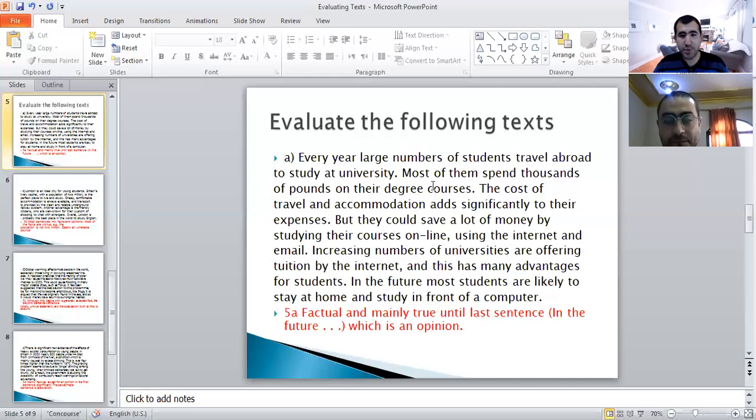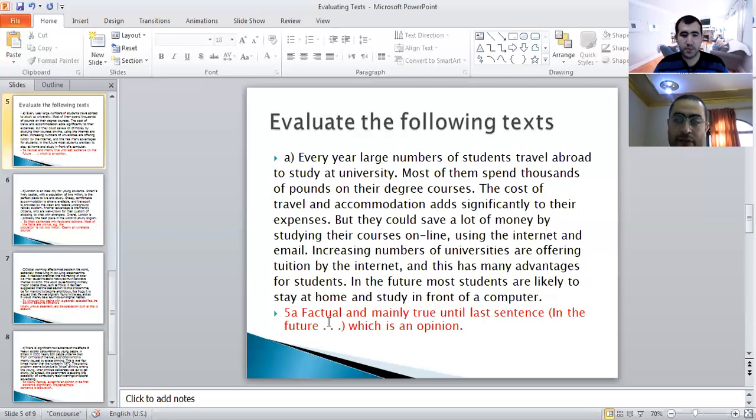Everyone goes to other countries to study and to learn and to have a master's degree or all this. So, every year, large numbers. This is a fact because it happens. If it does not happen, it could be an opinion. Yes, that's great. So let's see the answer here.